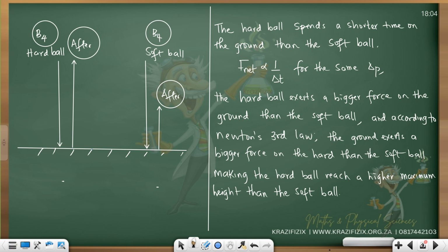Okay. Is there anyone who is lost? We are about to finish this. Is there anyone who is lost?